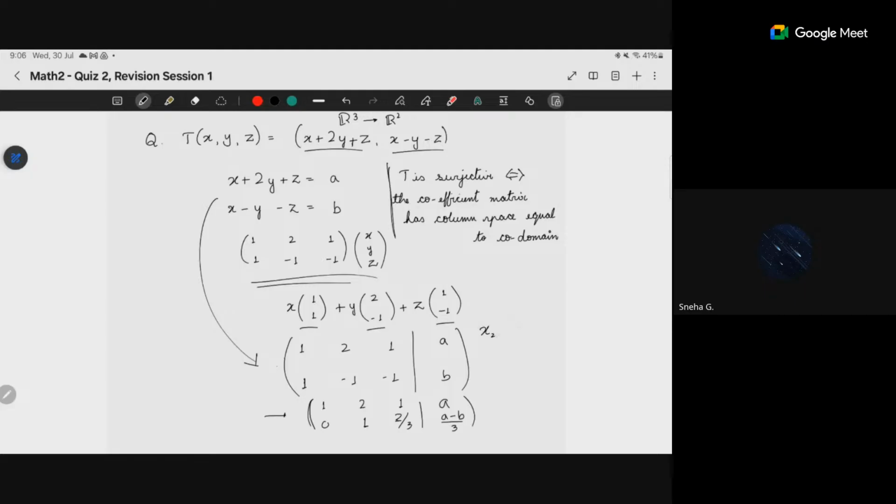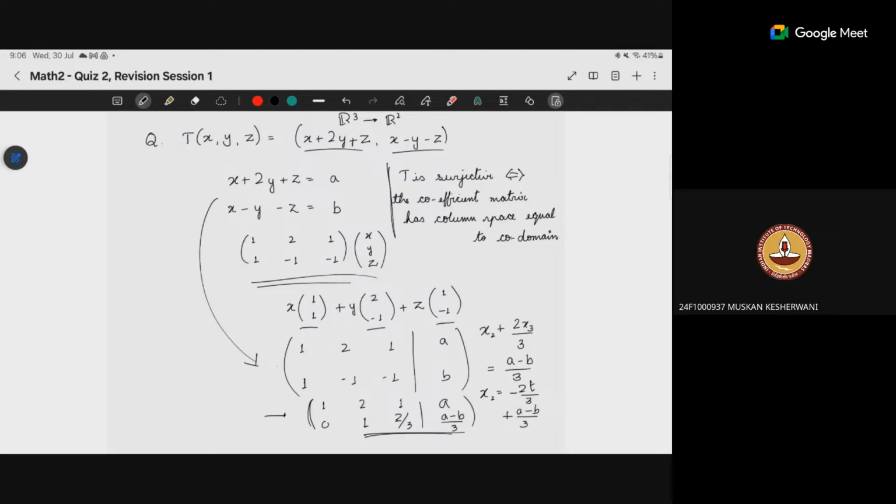So let us do that one step, since we're doing this anyway. I have x2 plus 2x3 by 3 is equal to a minus b by 3. This is what this second equation gives me. Is that correct? Yes, sir. So I write x2 is equal to minus 2x3 by 3 plus a minus b by 3. So this x3 I just substitute as t because I can take any value. By taking different values of t, you will get different solutions.